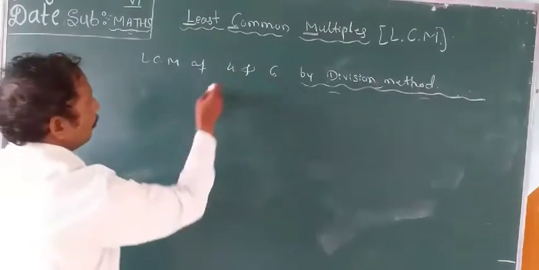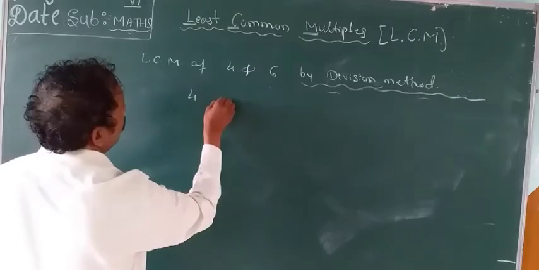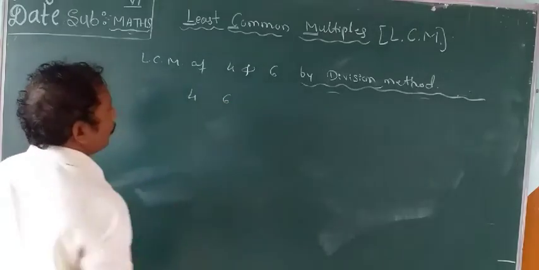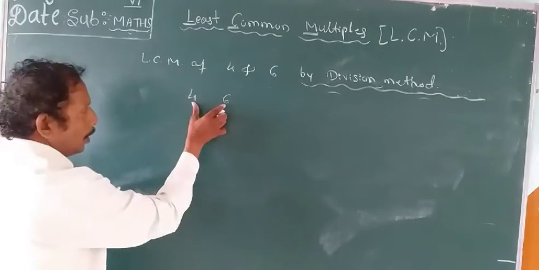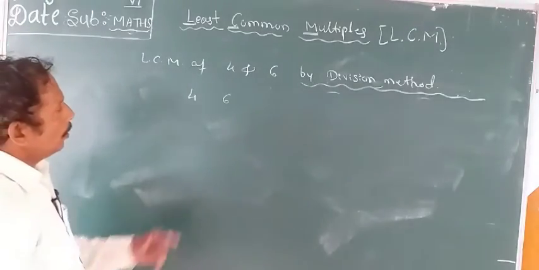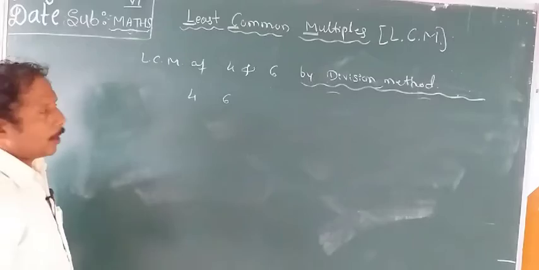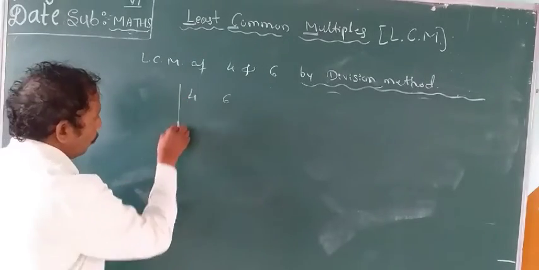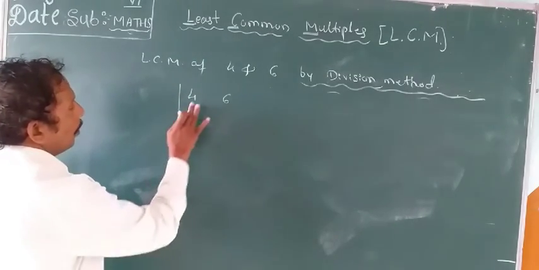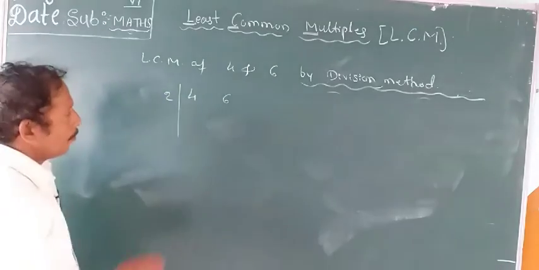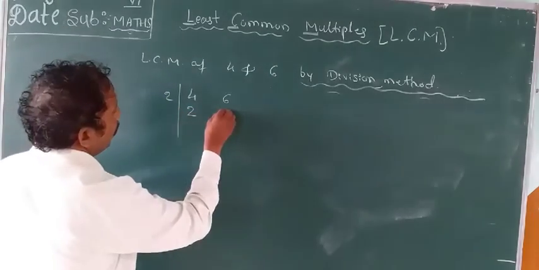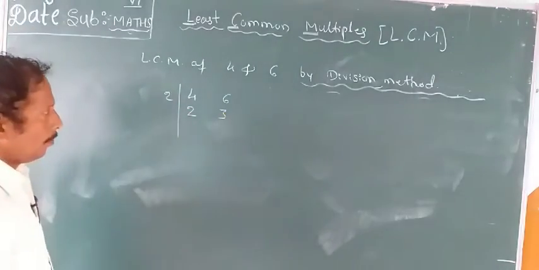Write the given two numbers, 4 and 6. The given two numbers 4 and 6 are both divisible by 2. Now dividing both numbers by 2, 2 2s are 4, 2 3s are 6.